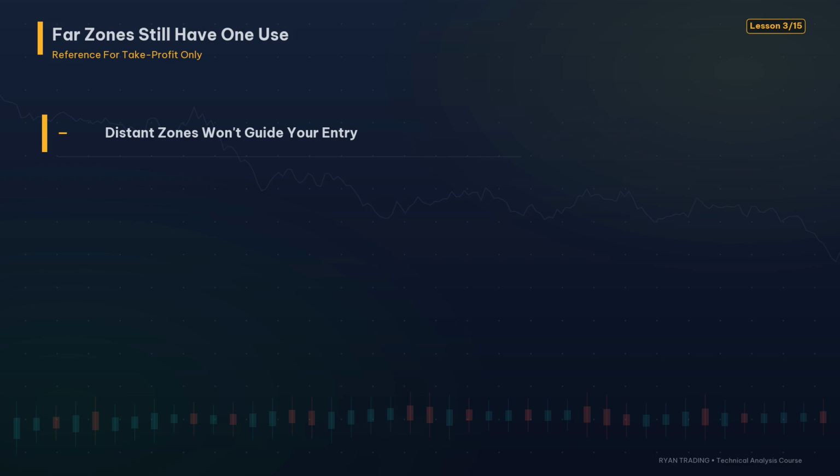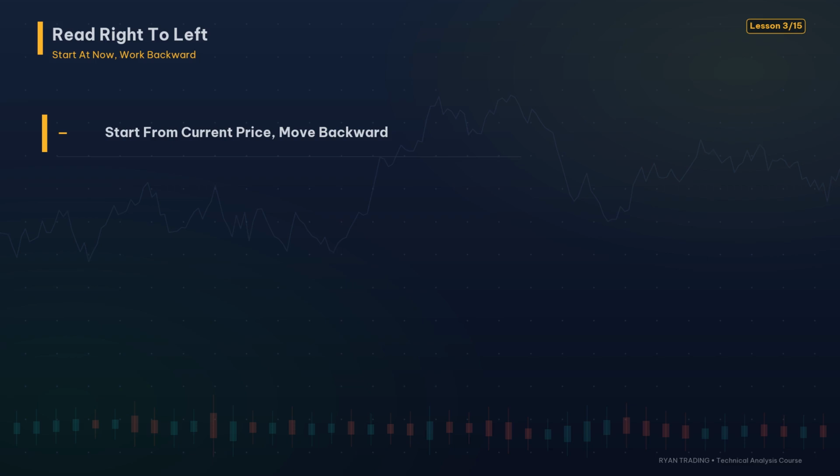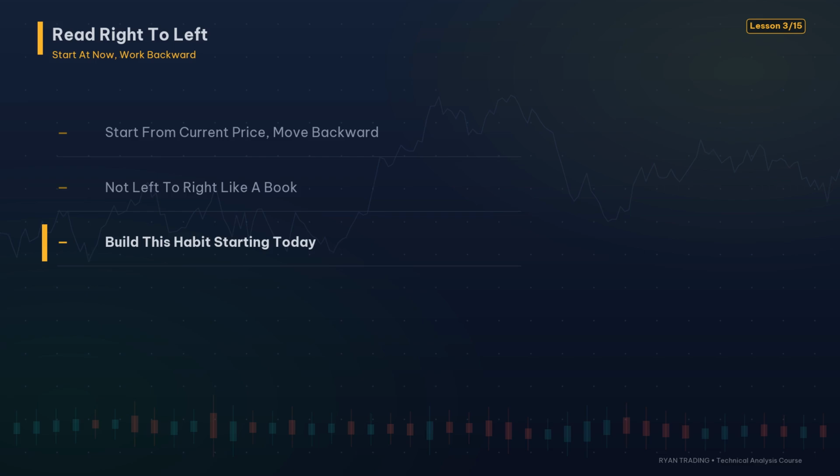A distant zone won't guide your entry decision at all. It can still mark a useful take-profit target though. Think reference, never an action point. Start from current price and work your way backward through time, not left to right, the way you'd read a book. Build this habit starting today.